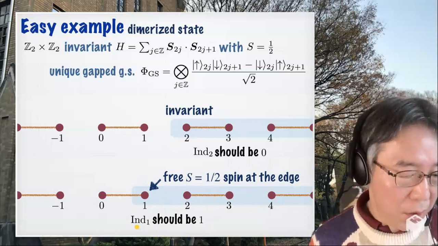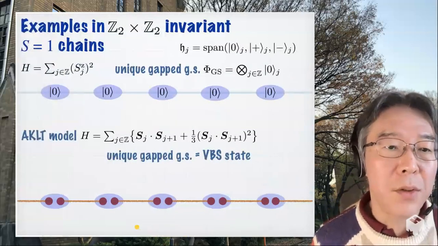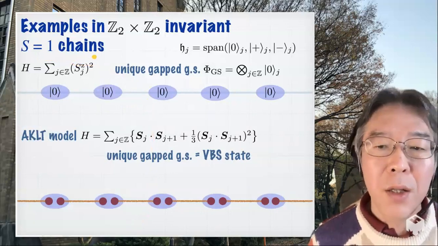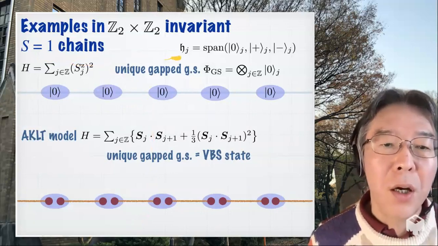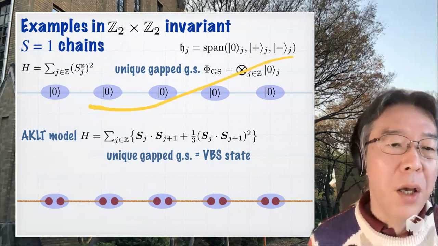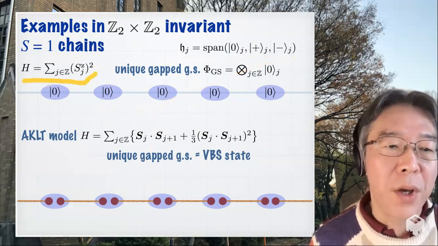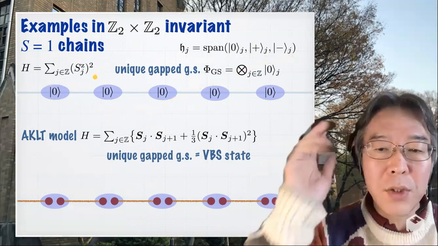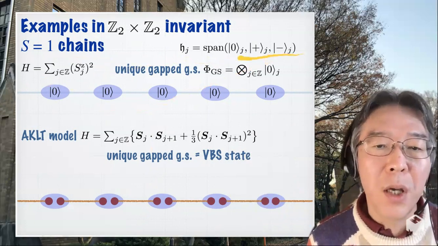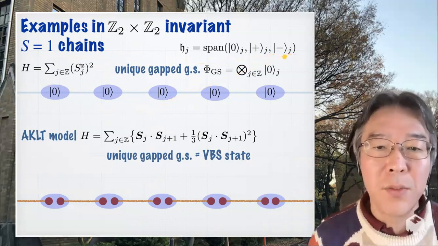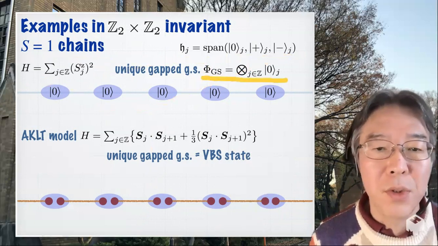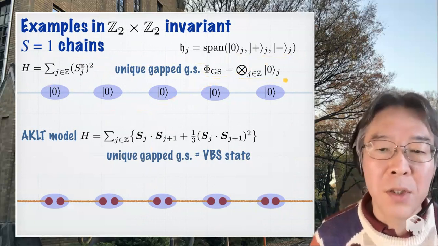Okay, this is totally trivial, but let us look at a slightly less trivial example in spin 1 chains. Now it's spin 1, so each local Hilbert space is spanned by 3 states, 0, plus 1, and minus 1. And let's take this very simple trivial Hamiltonian. This is simply the sum of S^z squared. And so you don't want to have plus or minus, which costs some energy. So the ground state is simply the tensor product of zeros. Very simple, and it has a gap.